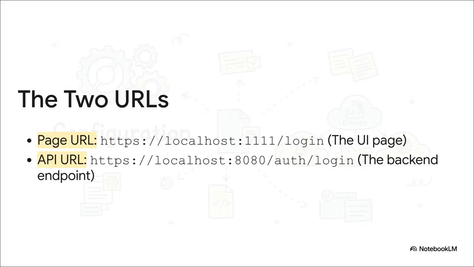First things first, it is absolutely crucial to understand that we are always dealing with two completely different types of URLs. You've got the page URL, right? That's what the user actually types into their browser to see your amazing UI. And then you have the API URL. That's the backend endpoint where your front end is actually sending and getting data. They are not the same thing.